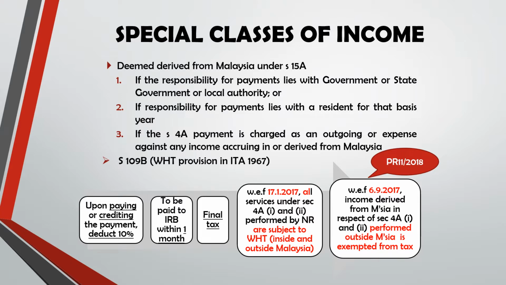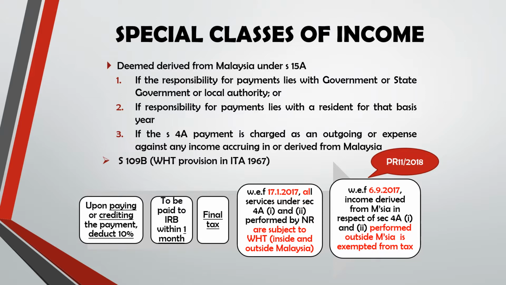So if you look here, responsibility for payment lies with the government or state's government or local authority, or responsibility lies with the resident person for that basis here, or if that payment is charged as an outgoing or expense against any income accruing in or derived from Malaysia, which can be by resident payer or non-resident payer carrying on a business in Malaysia. So the withholding tax provision for section 4A income is section 109B.